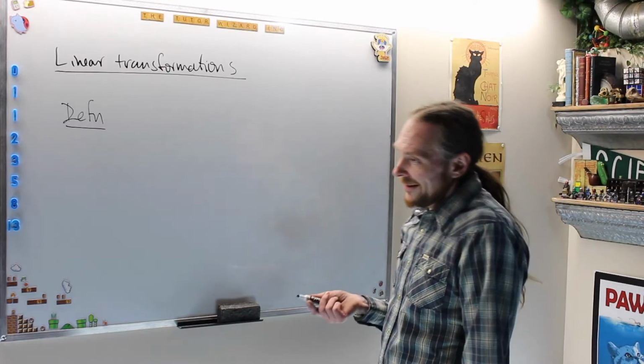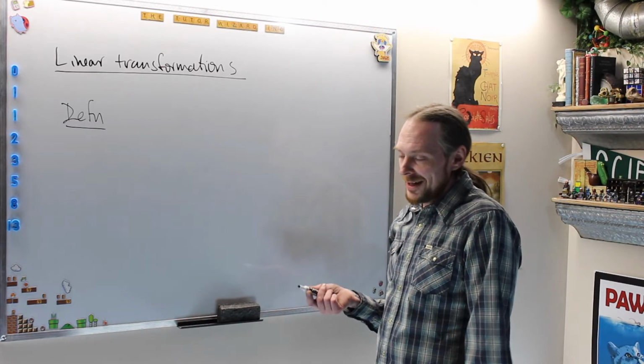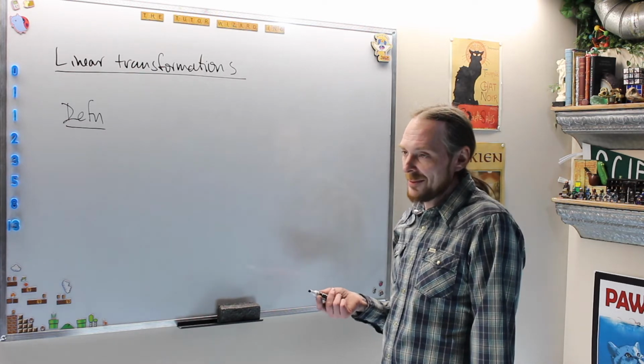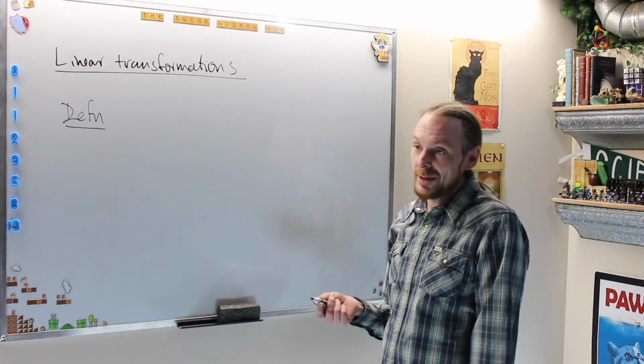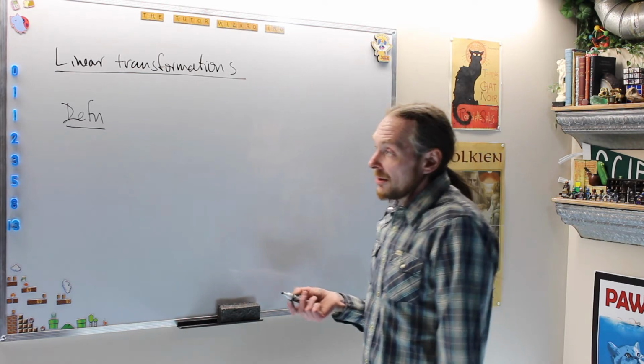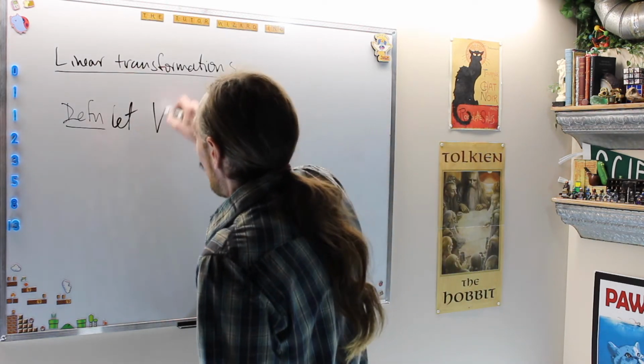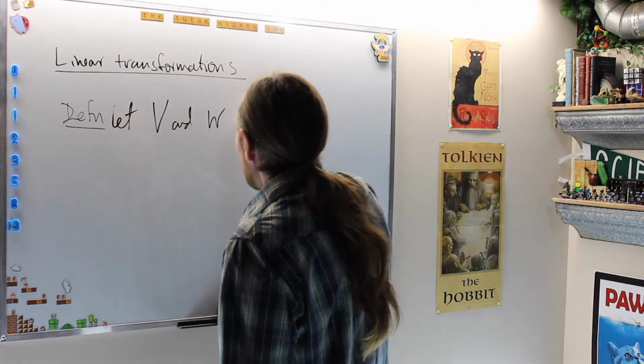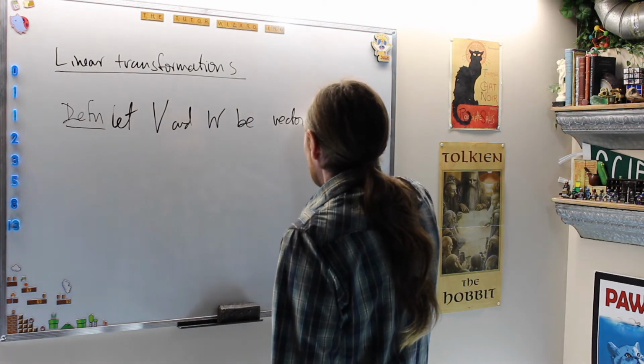I'm going to call V a vector space. If you're using regular linear algebra and you don't want to do the abstract stuff, the vector space is some copy of Rn. Otherwise, it could be some other weird vector space. So let V and W be vector spaces.